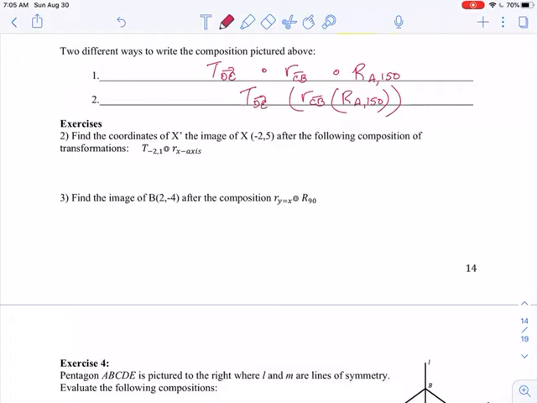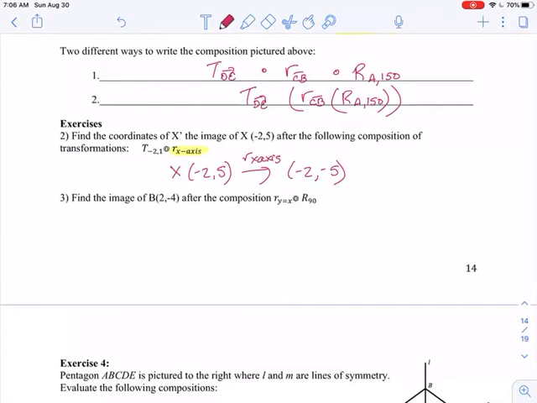So in exercise 2, find the coordinates of x prime, the image of x, which was negative 2, 5, after the following composition. Now, when I was typing it up, they didn't have the exact circle, so this should just be a circle. That was the closest I could get to it, though. So I'm starting with point x, which is the point negative 2, 5. I'm always doing the thing on the right first. So first I'm going to do a reflection over the x-axis. Now remember my rule for a reflection over the x-axis, the y changes. So I leave the x alone, the y would change its sign.